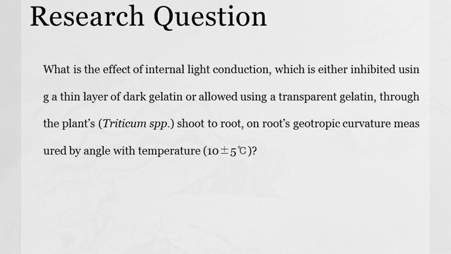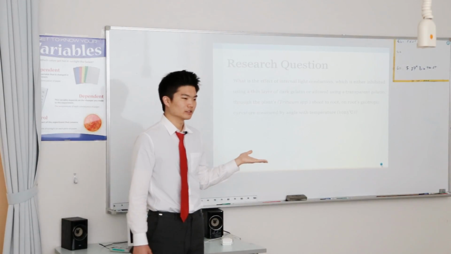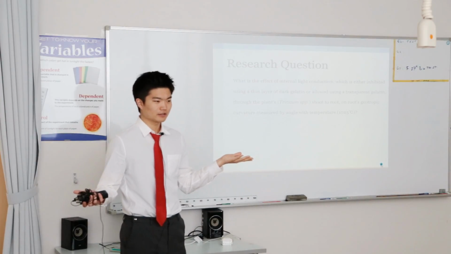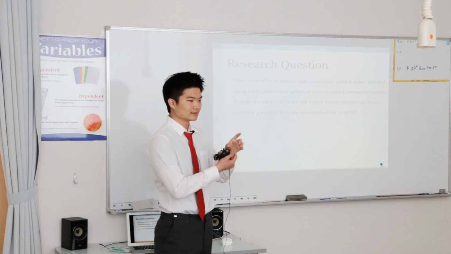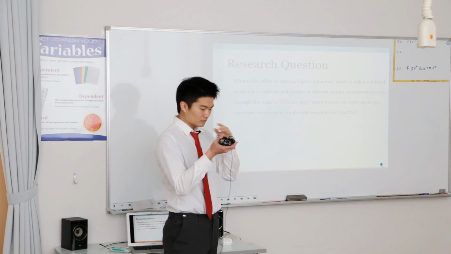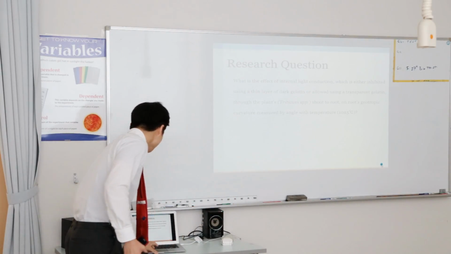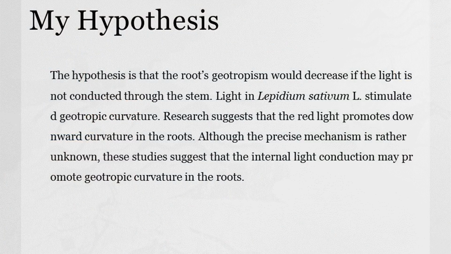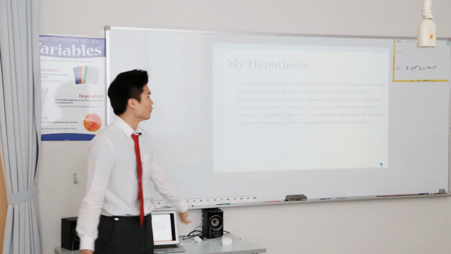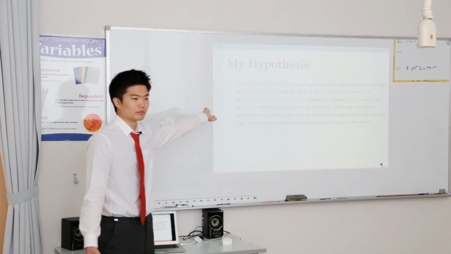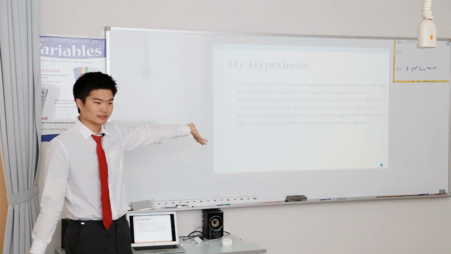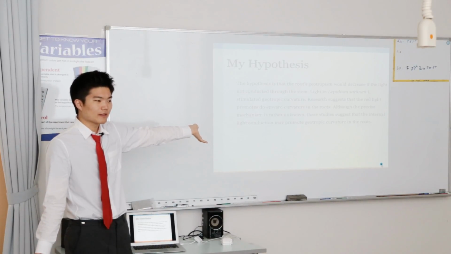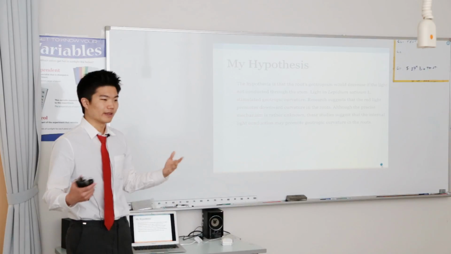In order to change the light conduction through the inner tissues, I prepared a transparent and a non-transparent black gelatin, and I inserted it between the plant, which was cut transversely. My hypothesis is that the geotropism will decrease if the light is not conducted. I saw a similar research with a different species that had a similar result. I wanted to see if it applies to this species, because this topic is quite recent, and I want to know how huge a role the function plays in a plant.